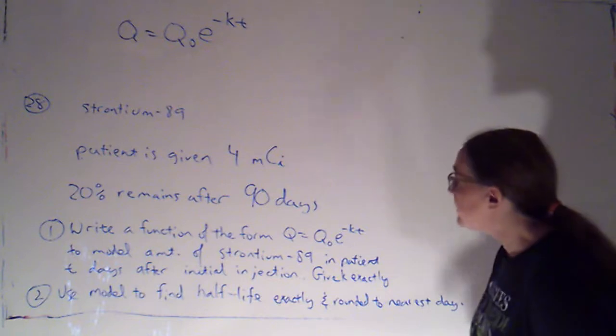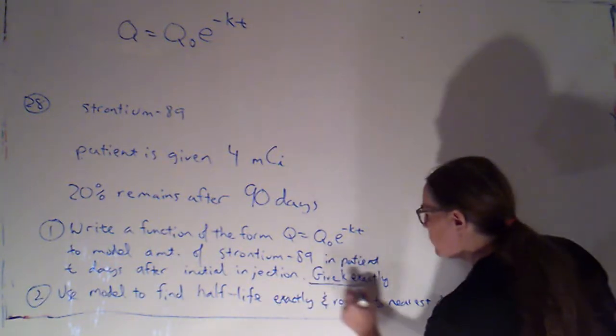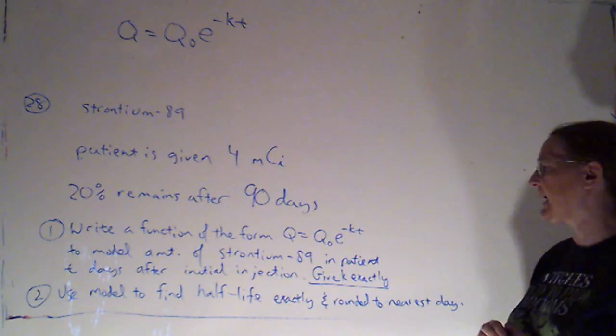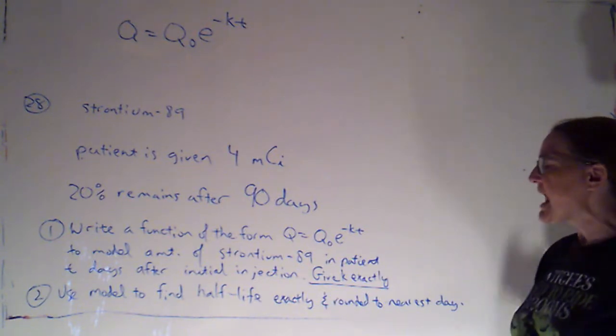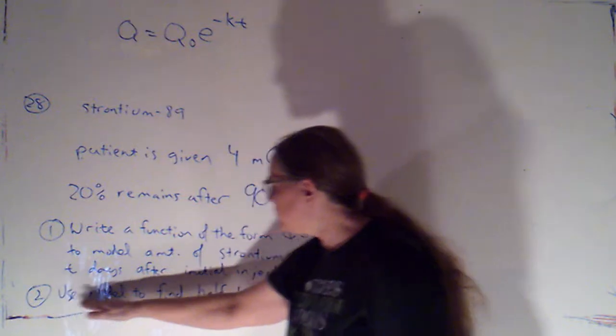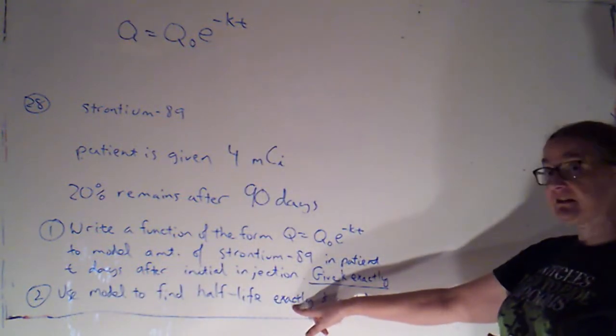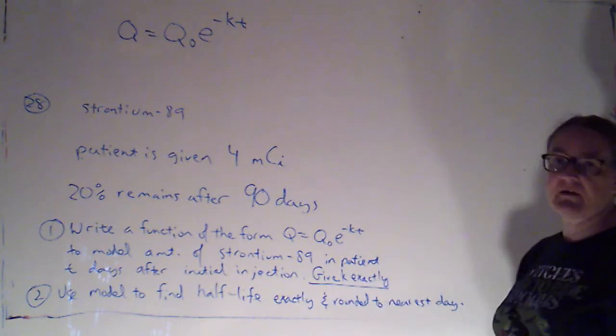And I'm asking you here, don't round to find your value of k. Give it exactly, so you'll be expressing it in terms of a natural log. And then, once you've got that, use your model to find the half-life. Find it both exactly and round it to the nearest day.